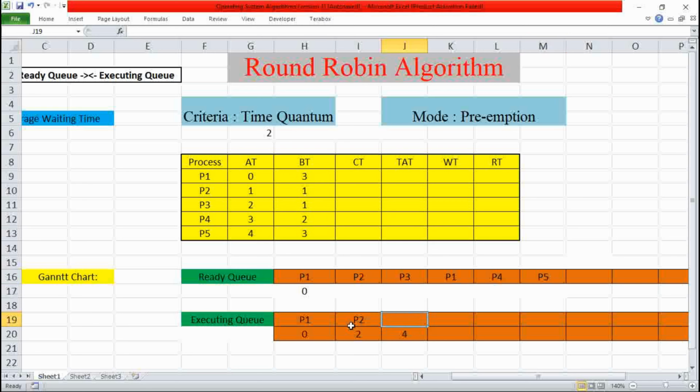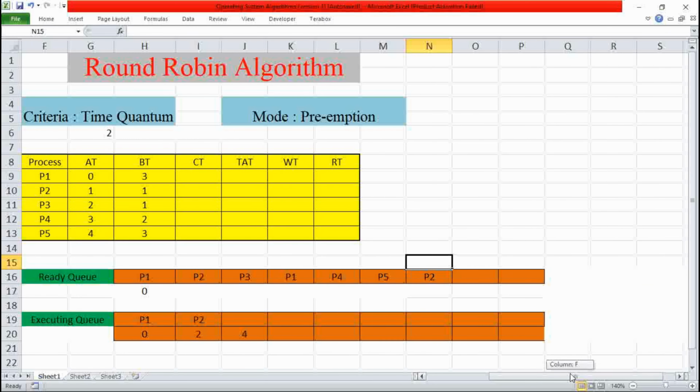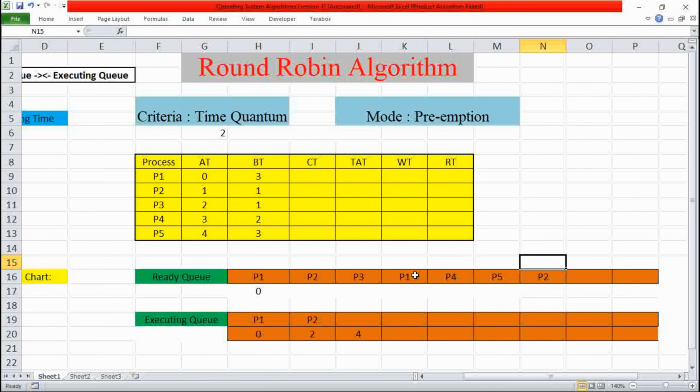Now, was our process P2 completed? Because while we were executing this, the requirement was 3, and we have executed only 2. So, was the process P2 completed? So right, we have written here P2.